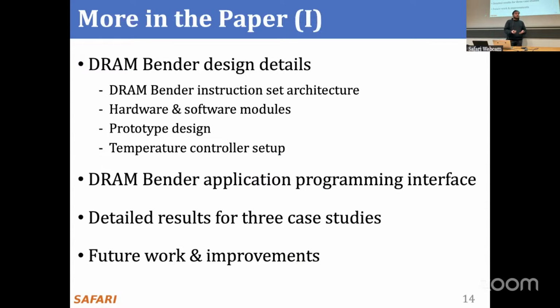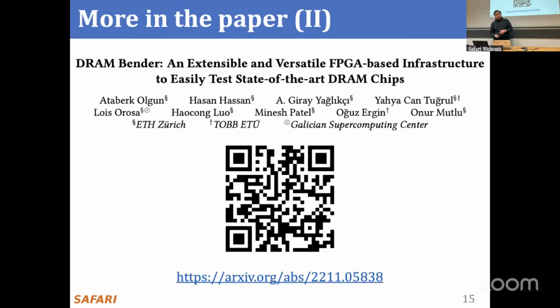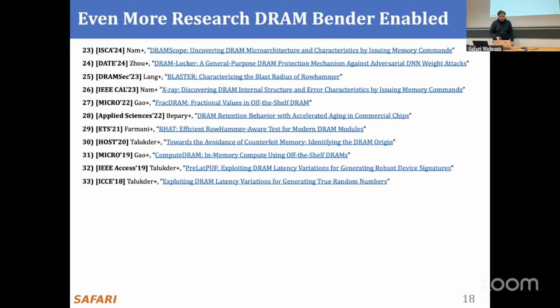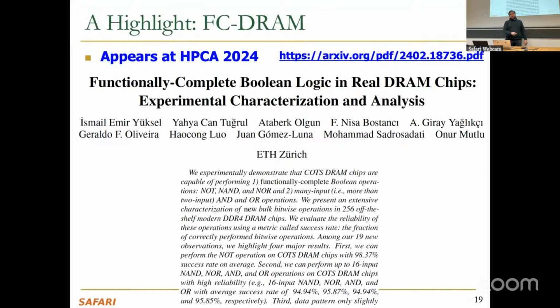There are a lot of things in the paper. First are the design details: the ISA, hardware and software modules, prototype design, and temperature controller setup. And second, the application, like the programming interface, API, detailed results of the 3 case studies that I foreshadowed, and future work and improvements. The paper is already on arXiv, which is the extended version. There is a lot of research that DRAM Bender enables, which we counted up to 33 so far, but there will be more, hopefully. A highlight is FCDRAM, a recent paper that we published using this infrastructure, which I'll be talking about next.